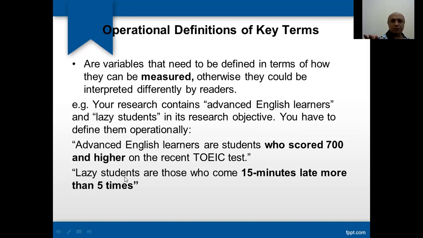Lazy students, what do you mean by lazy students? Can you provide the operational definition of lazy students? Lazy students are those who come 15 minutes late more than 5 times. That's the operational definition of lazy students. So that when reading this, everybody will come to the same understanding of what is called lazy students and advanced English learners. Okay, that's the use of operational definitions of key terms. Variables have to be defined in terms of how they can be measured with numbers, quantitatively.